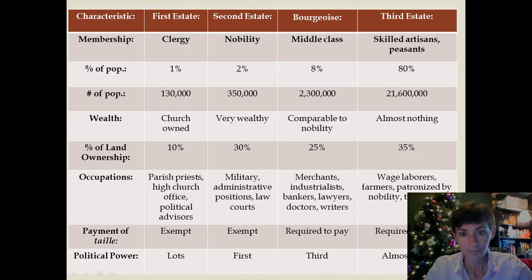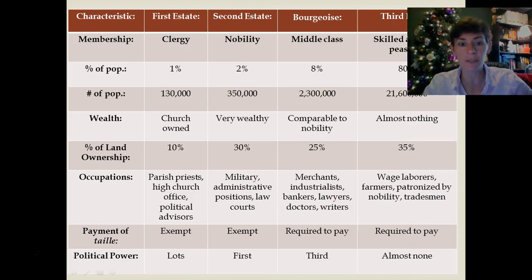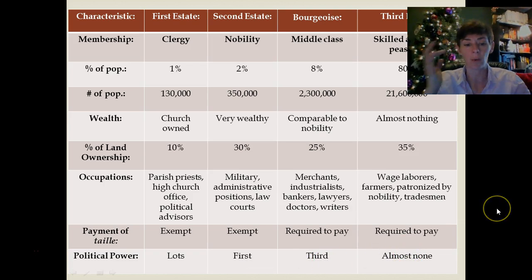And then if you look further at occupations, you can see what they did. And then the payment of the taille: exempt, and both of these were required to pay. So the bourgeoisie and the third estate kind of banded together. But then, as you will see, the bourgeoisie kind of bails on the third estate over the course of the revolution. Political power: lots, pretty good, not so much, and basically none. So that's in terms of where the power lies.